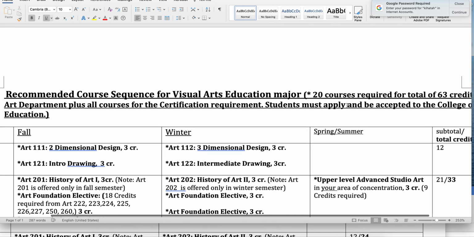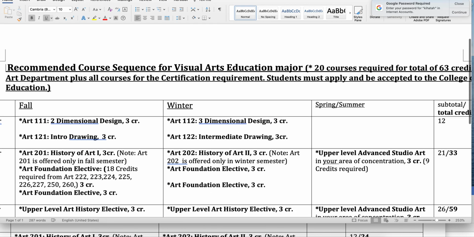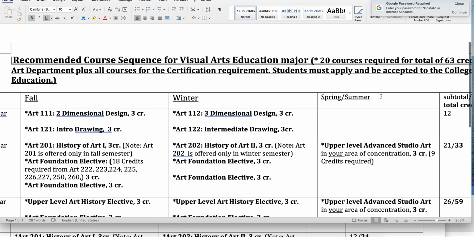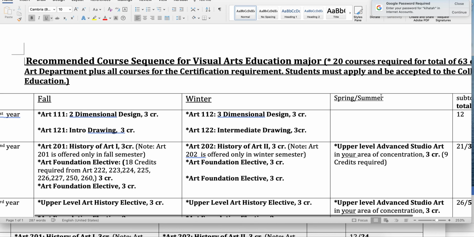And if you decide to be in visual art education, there's no minor. You don't have time for a minor, because by the time you take the major and the courses from us and the College of Education, you're talking over 90 credits, and plus gen ed.